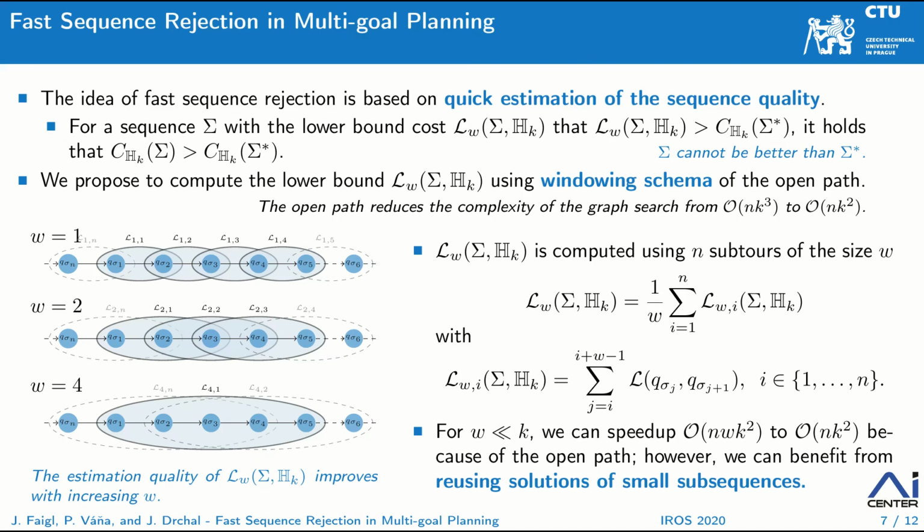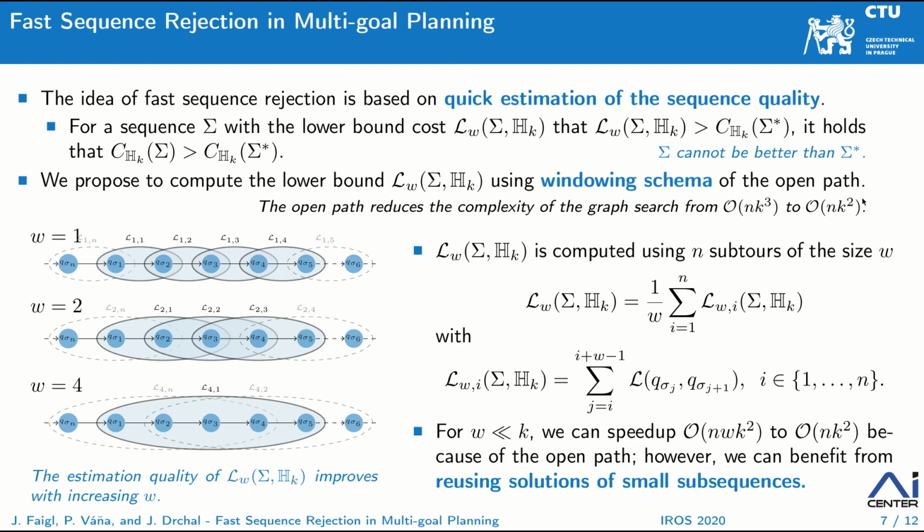The idea of the proposed fast sequence rejection is based on quick estimation of the sequence quality. If we have a sequence sigma with the level bound cost that is above the true cost of the currently best sequence sigma star, we can reject sigma because it cannot be better than sigma star. We propose to compute such level bound using the windowing schema of the open path. The open path allows us to reduce the complexity of the graph search from nk cubed to nk squared.